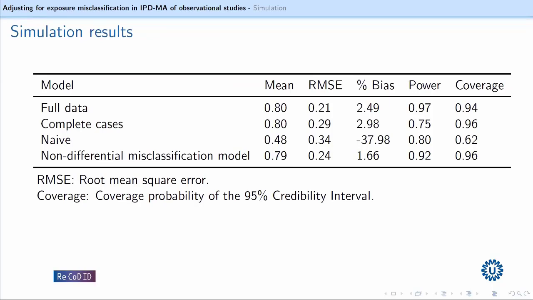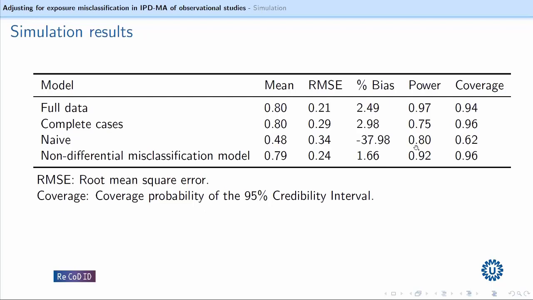But the root mean square error for the complete case analysis is much larger than that in the full data or in the misclassification model, which also has a correct value for beta. And the naive model grossly underestimates this value for beta. It also has a very large bias. And as you would expect, the complete case analysis and misclassification model have practically zero bias.